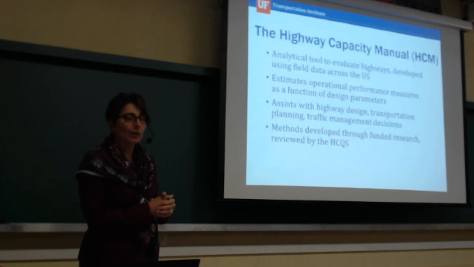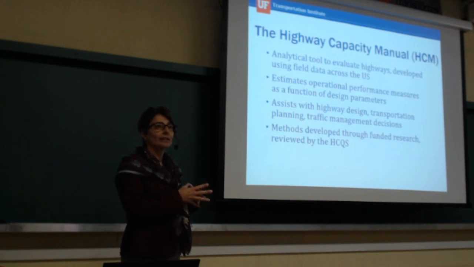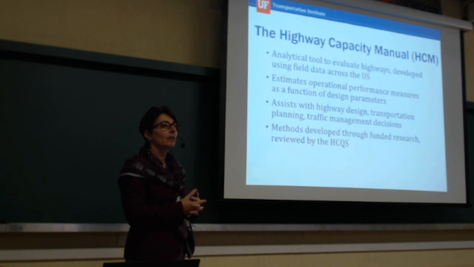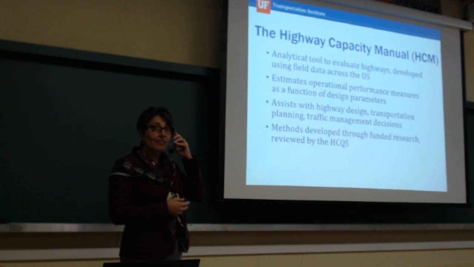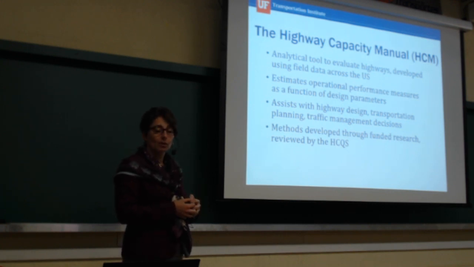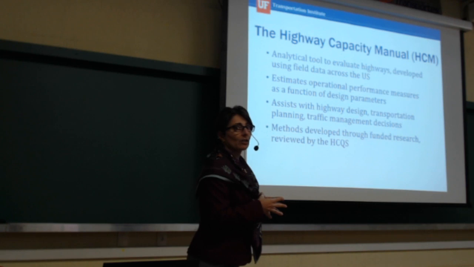So, the Highway Capacity Manual is a manual that helps us evaluate how well a facility will work, how it will perform in terms of speed and expected travel times. So you can design a facility with different design elements, cross-section, horizontal and vertical alignment, different expected demands, and see how it's going to work, what the expected speed will be, what expected capacity will be, and so on. It estimates a variety of operational measures, in some cases queues, volume to capacity ratio, and it is used across the US for different types of applications.